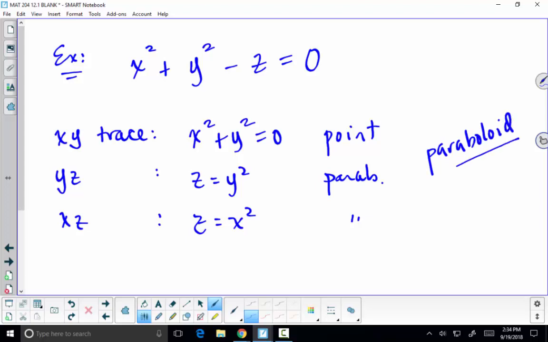It's an elliptic paraboloid if, here, if this was an ellipse instead of a circle. We usually just say paraboloid. It could mean an elliptic paraboloid or a circular paraboloid. They usually don't distinguish. They always call it elliptic paraboloid here.